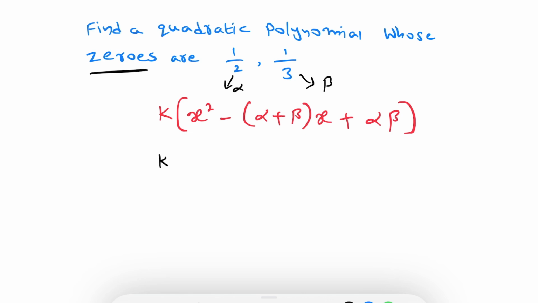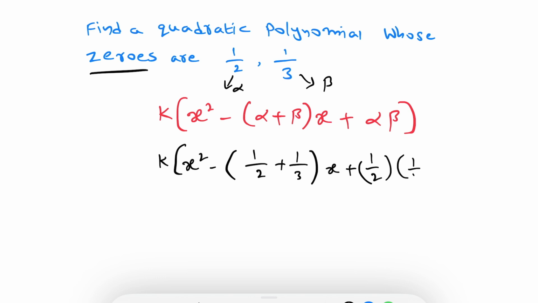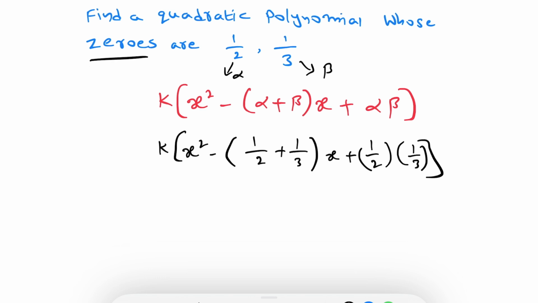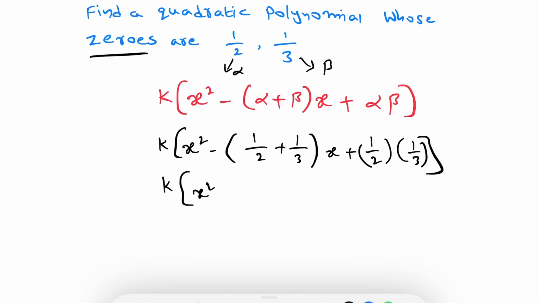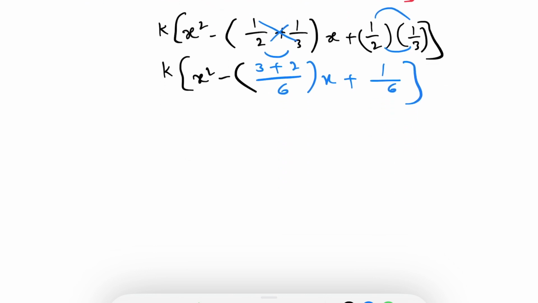So substituting now, k into x square minus (alpha is 1 by 2 plus beta is 1 by 3) times x plus alpha beta, that is 1 by 2 times 1 by 3. So here k into x square minus, first simplifying inside the bracket, 1 3s are 3 plus 2 1s are 2 divided by 2 3s are 6, x as it is plus 1 1s are 1 by 2 3s are 6, closing it. Now first let me simplify further. x square minus 3 plus 2 is 5 into 6, x plus 1 by 6.